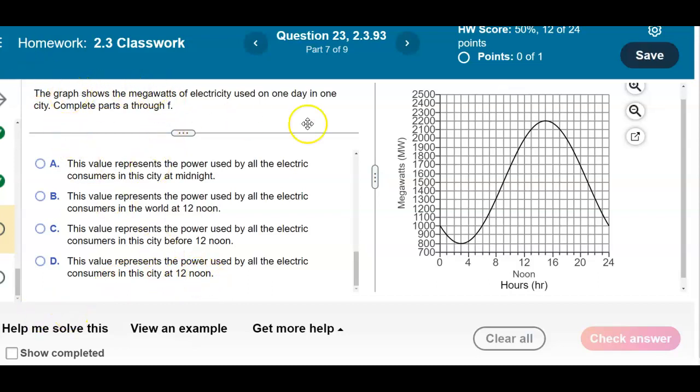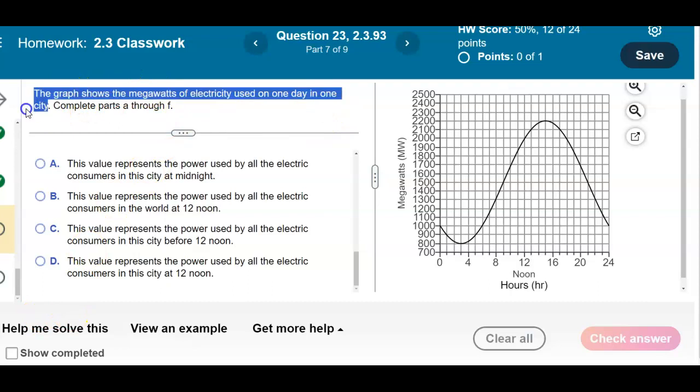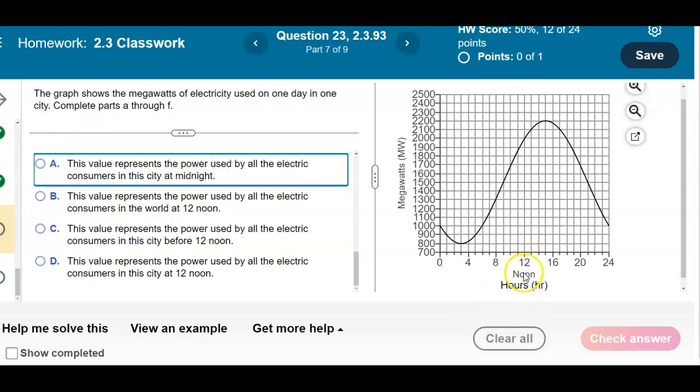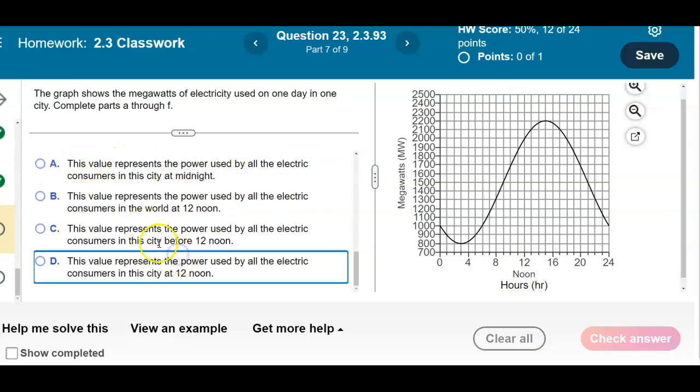So we need to pay attention to the question. It says in one city. So we're going to eliminate B because it says in the world. We know that this 12 represents noon. So it's definitely not midnight, so we can eliminate A. And then it says that the value represents the power used by all electric consumers in this city at noon or before noon. And it's not before noon, it is at noon, so we're going to choose D. So there's the answer, D.